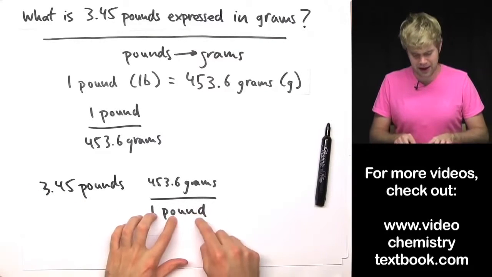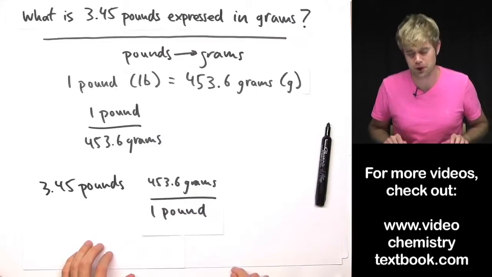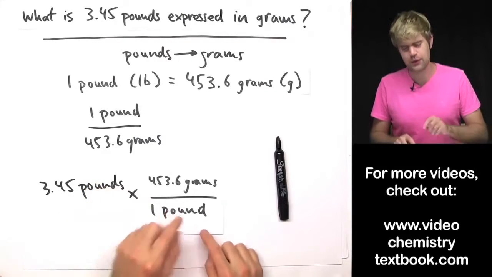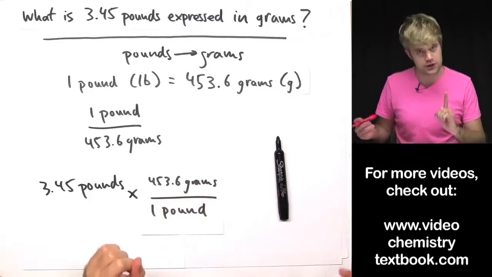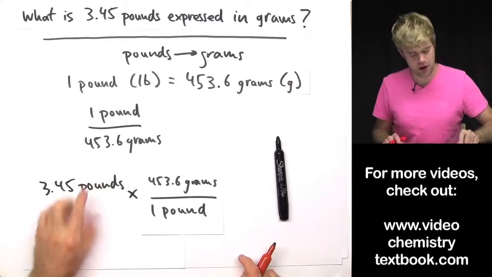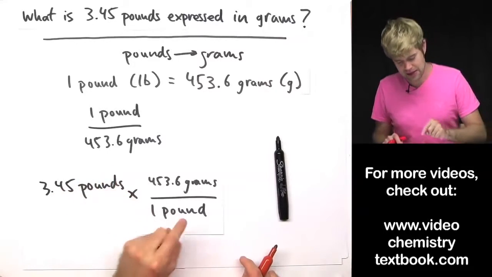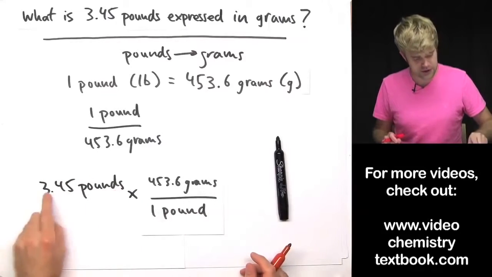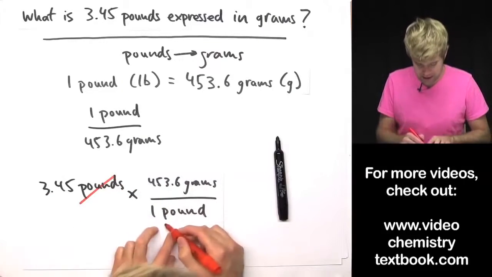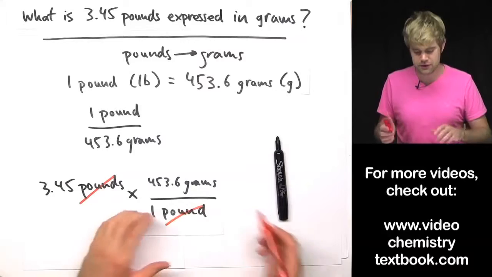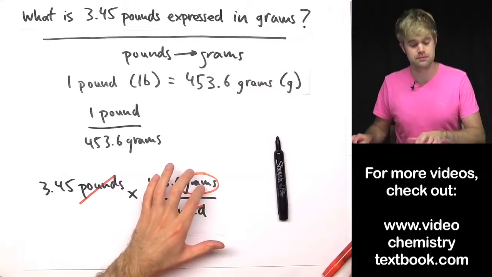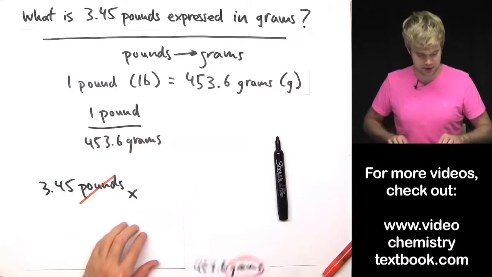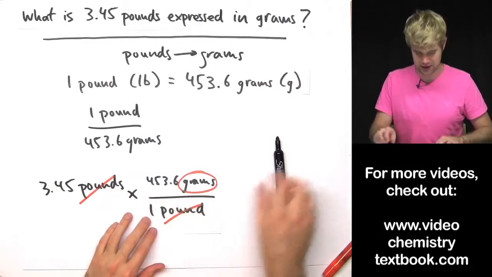Now on the other hand, pounds is down here on the bottom of the fraction. Okay? And when we're using conversion factors, we want to get rid of pounds and we want to be left with grams. And it turns out that if a unit is on the top on one side of the multiplication sign, and then it's on the bottom on the other side of the multiplication sign, it cancels out. So pounds is on top here, pounds is on bottom there, so they both cancel out, and that leaves me with units of grams. So just to review, I wanted to use this version of the conversion factor because pounds was on the bottom, and this way pounds will cancel out.